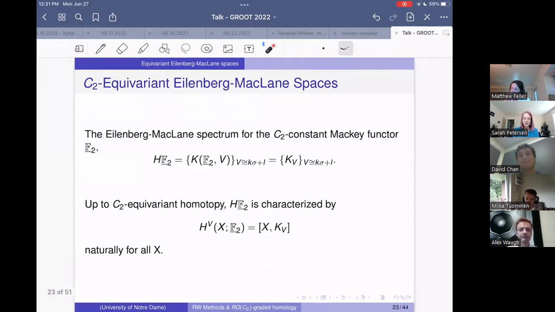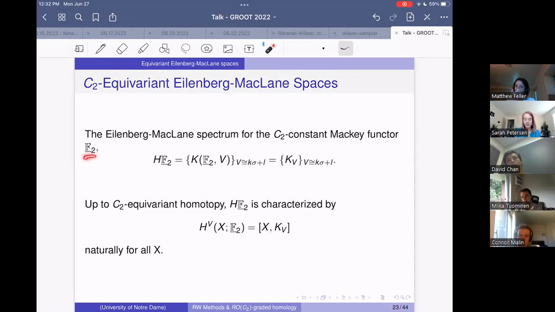So we've been talking about non-equivariant things, but we also want to be doing an equivariant computation in the C2 equivariant world. So we should set some notation for that. So we're going to consider the Eilenberg-MacLane spectrum for the C2 constant Mackey functor F2. And if you aren't familiar with Mackey functors, just think of this as the correct equivariant version of the field F2. So this spectrum consists of spaces with structure maps between them.